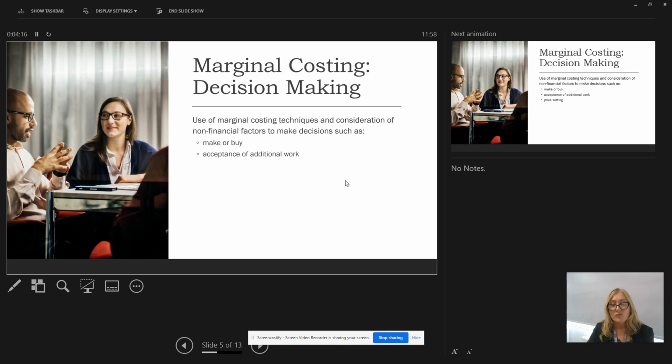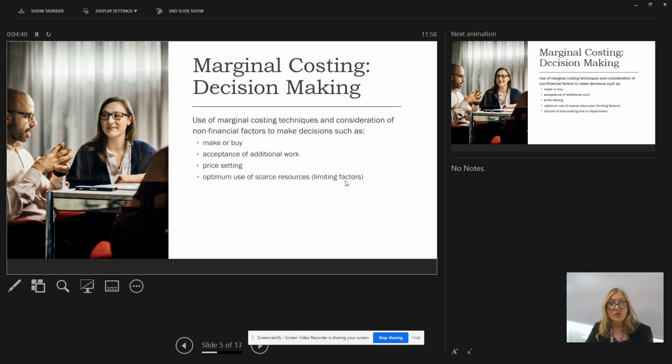So often we just look at the contribution that would be achieved by taking on extra work. Price setting, so using perhaps cost-plus pricing to find the selling price. Remember that if we use marginal costing as a basis for price setting, we're going to have to add a very large markup to it because we still need to take the fixed costs, the overheads, into account.